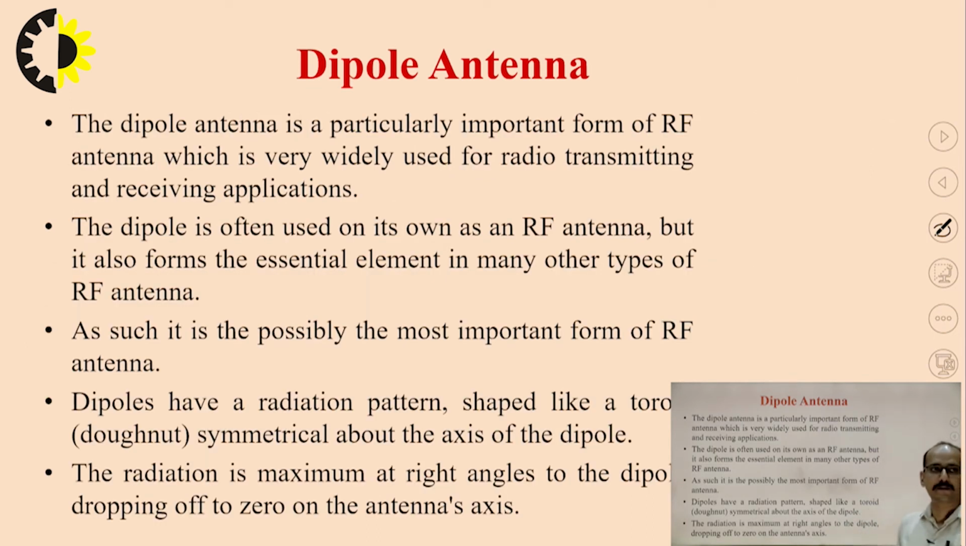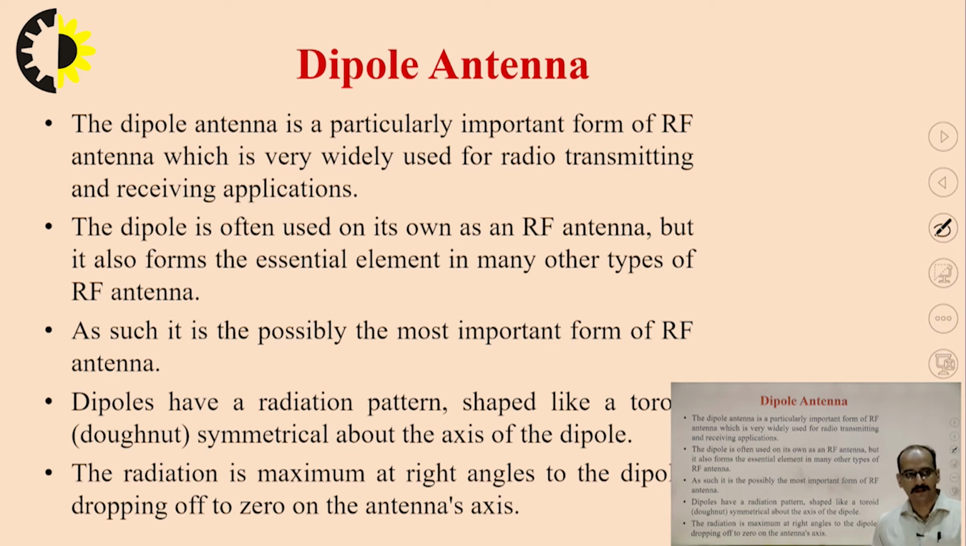Then these are some specific points related to the dipole antenna, because when answering questions in the university exam you require these points. The dipole antenna is a particularly important form of RF antenna, very widely used for radio transmitting and receiving applications. The dipole is often used on its own as an RF antenna, but it also forms the essential element in many other types of RF antenna. It is possibly the most important form of RF antenna, and a dipole has a radiation pattern shaped like a toroid or donut, symmetrical about the axis of the dipole.